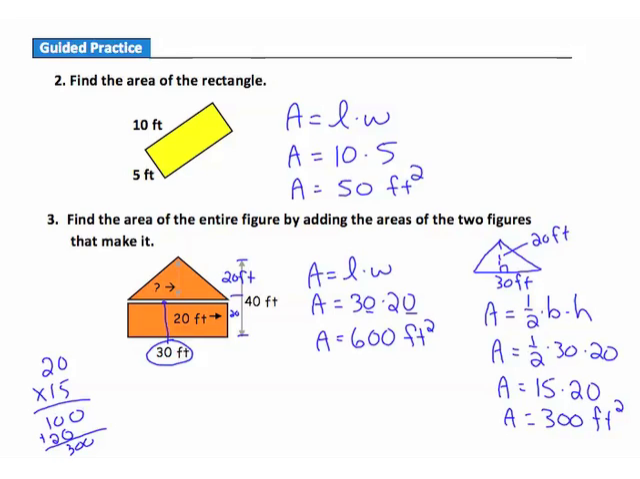Now, to find the area of this all together, we need now to find the total area. We're going to add these two measures together. So let's see, one we had 600 feet, the other we had 300 feet. Add those together, we're going to get 900, and that is square feet.